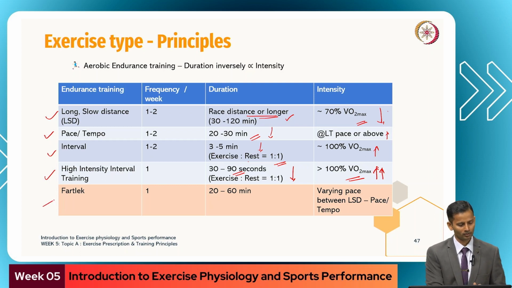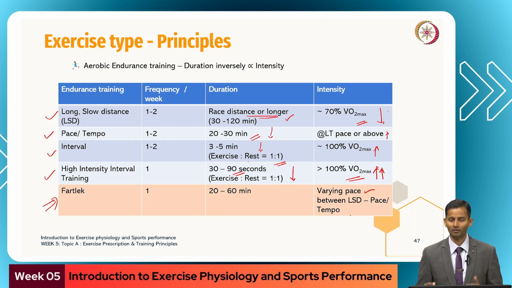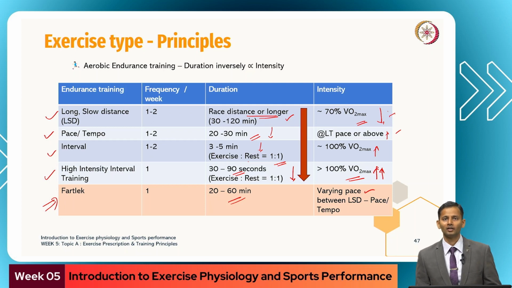So one more method of training is fartlek, where you are varying the pace. It can be anywhere between the LT pace and the slow leisure pace, where you can maintain 1 hour of running or swimming or an endurance activity during this period. So that's fartlek training. So the main thing that you need to carry forward from this slide is that the duration has to decrease when you increase the intensity.